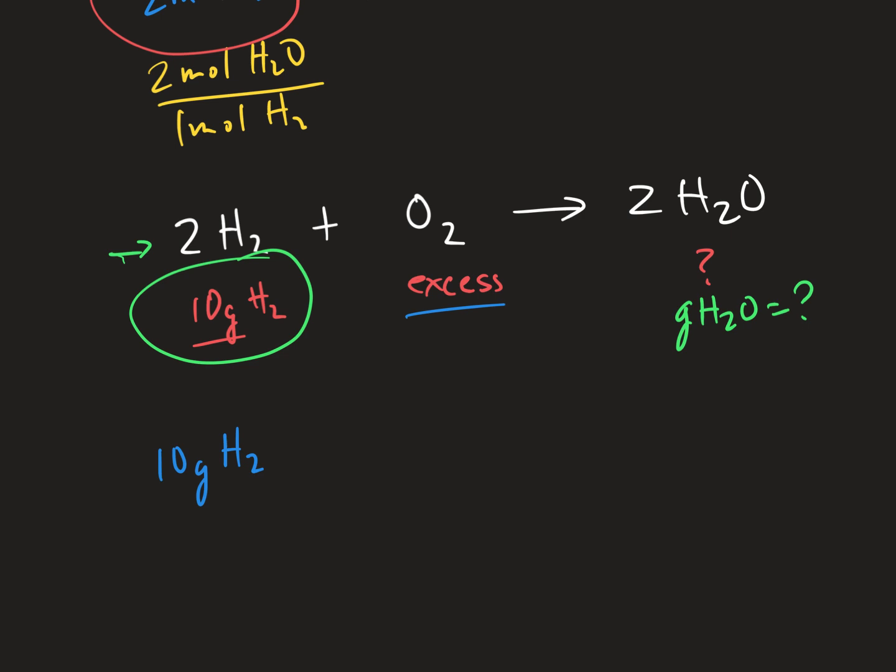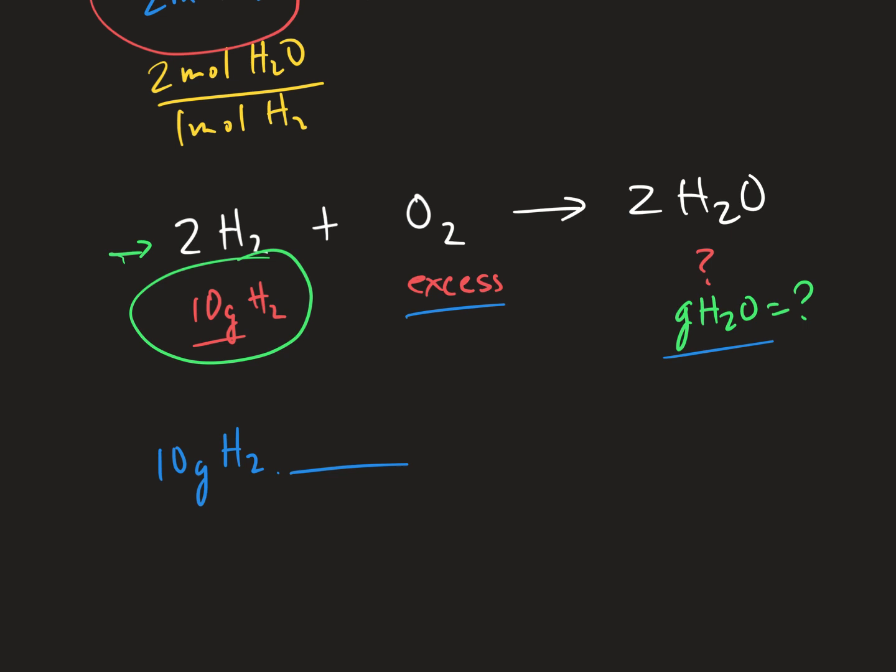Do we know how much oxygen we have? Unlimited. But we don't know a number, right? And when we do stoichiometry, when we do dimensional analysis, we're dealing with numbers, aren't we? Okay? So we're just going to convert this until we get grams of water.